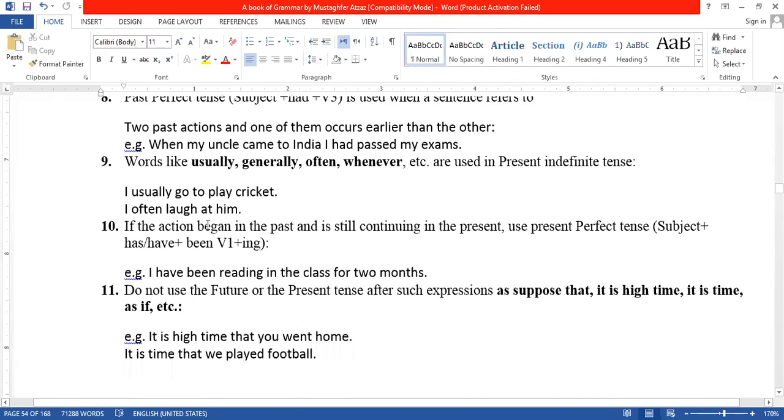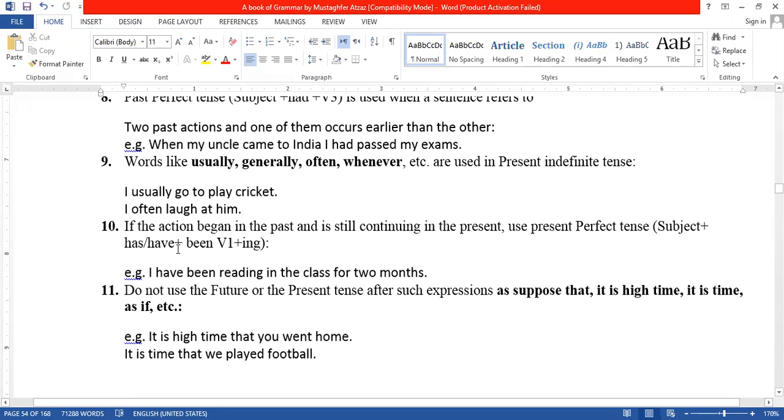Now rule number 8, in fact 10th: if the action began in the past and is still continuing in the present, this is very important to understand. That action starts in the past, but it is still happening. Now it is an amalgam of two tenses, because it has happened in the past, but it is still continuing in the present. So what should be the result? The present perfect tense. I mean present perfect continuous. So yeah, present perfect continuous. I missed a word, continuous, here. Okay. Now look at the structure.